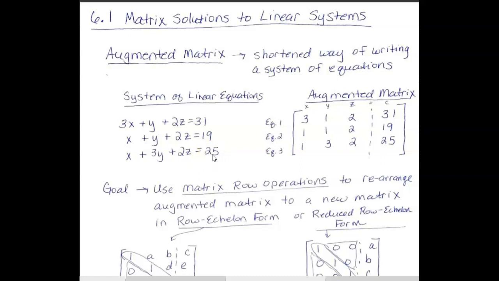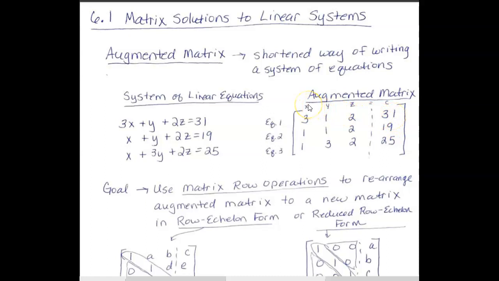So a matrix is just generally a set of square brackets that includes rows and columns of numbers. To create our rows and columns, we're going to just look at the coefficients of the variables and the constant term. Our first row, we're going to take the coefficient of x from equation 1, the coefficient of y, the coefficient of z, and the constant, and write them down in a row. So for equation 1, the coefficient of x is 3, the coefficient of y is 1, the coefficient of z is 2, and the constant term is 31.